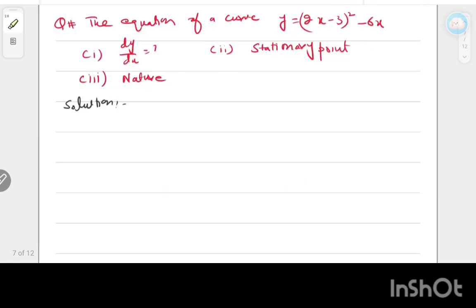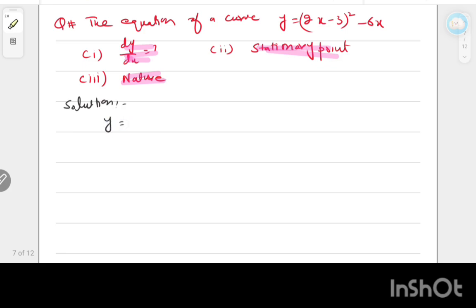Okay dear friends, next question: we have the equation of the curve y equal to (2x minus 3) squared minus 6x. First of all we have to find dy by dx. Second, we have to find the stationary point. Third, we have to discuss the nature. Now we have to start.